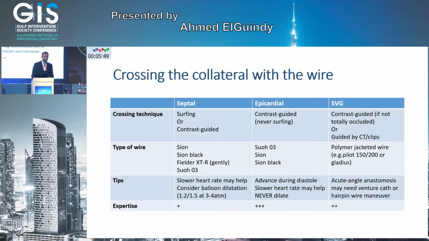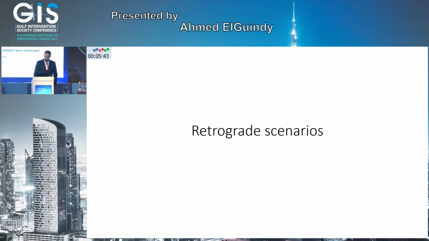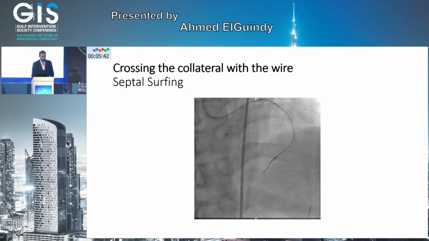SVGs, even if they're totally occluded, you would want to use an intermediate stiffness polymer-jacketed wire, so the Pilot or Gladius are excellent. And with acute angles, we'll see how we handle acute angles.